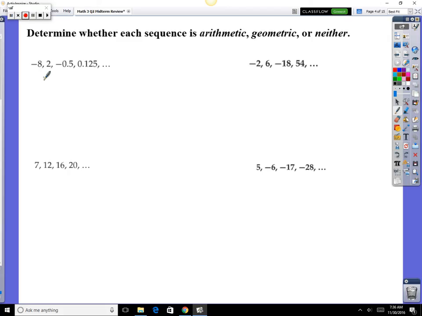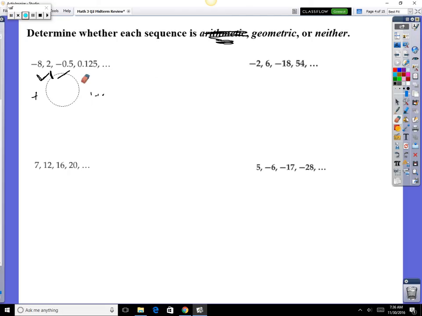First, if you try arithmetic, you do the difference between a negative 8 and 2. It's growing, so a negative 8 to 2 is like plus 10. So that means it's got to be plus 10, plus 10, plus 10. Now the difference between 2 and a minus 0.5 is definitely not plus 10. So this one is not arithmetic.